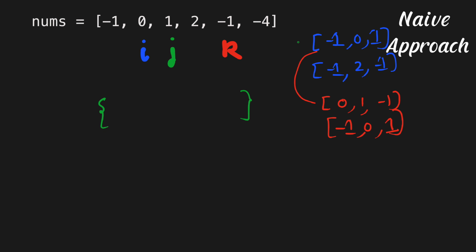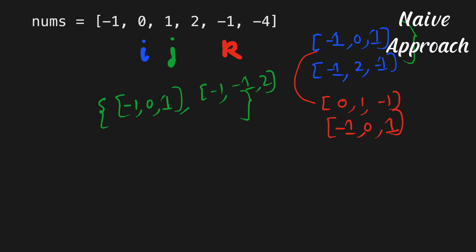So this triplet is already sorted and not present in the HashSet. So we add it as is to the HashSet as well as to the result. For this triplet, the sorted order will be -1, -1, 2, and this triplet is not present in the HashSet. So we add it to the HashSet as well as to the result. And when we see this triplet, we sort it and we check that it is already present in the HashSet. So we will ignore it and continue with the iteration, and in the end we will return these two triplets as our answer.